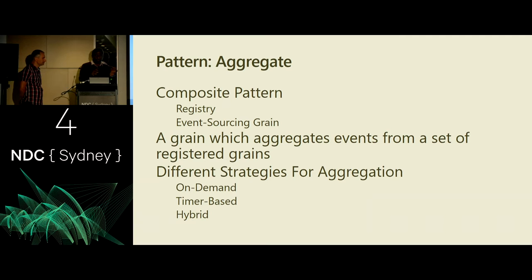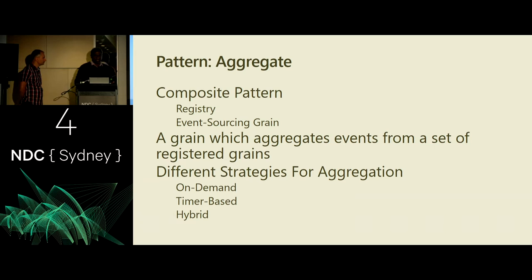We have a new pattern for it. And this is the first example that you'll find in our pattern story where we take existing patterns and compose them. So if you take a registry pattern now and the event sourcing pattern, we can process the events in more than one place. So the event comes and changes the state of a grain, could forward that event on to a registry that holds a bunch of grains that we're interested in, and now we can aggregate by applying the event to the registered aggregate, if you get my drift, right? So we create a grain which aggregates events from a set of registered grains, and then we can apply those event processing things with a various set of strategies.